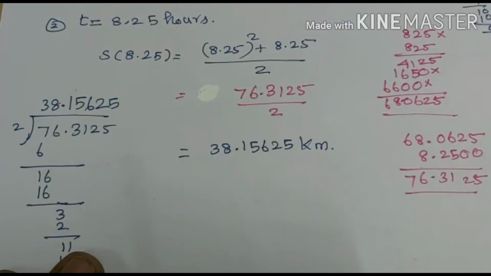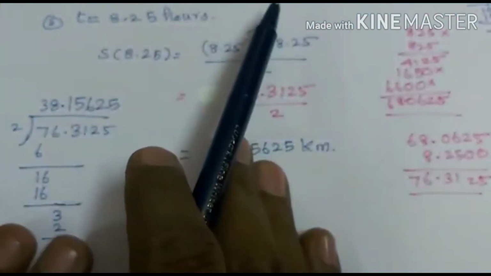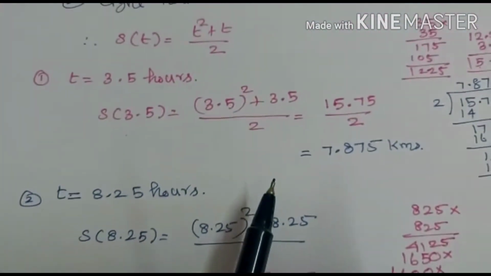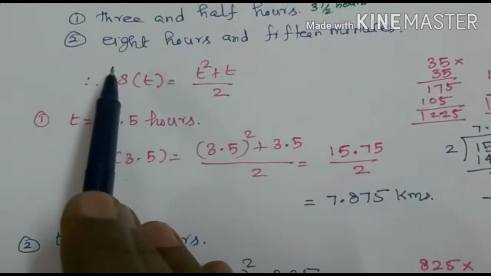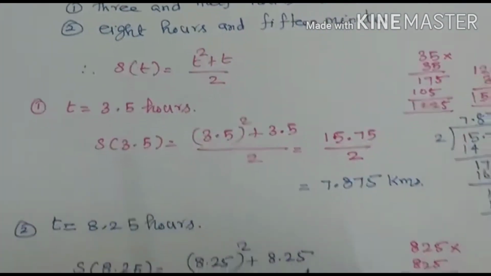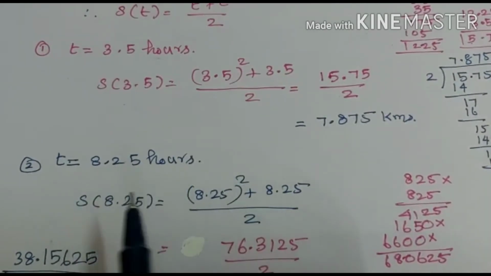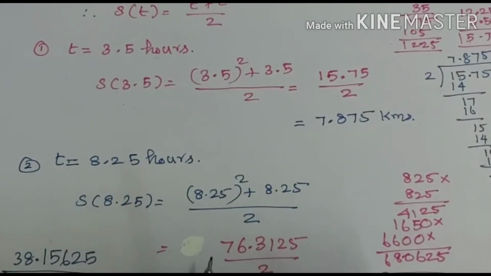In example 1.18, the second sum is 8 hours and 15 minutes. See, 8 hours and 15 minutes. 8 hours means 8, so time is 8 point, and the 15 minutes must be converted into hours.